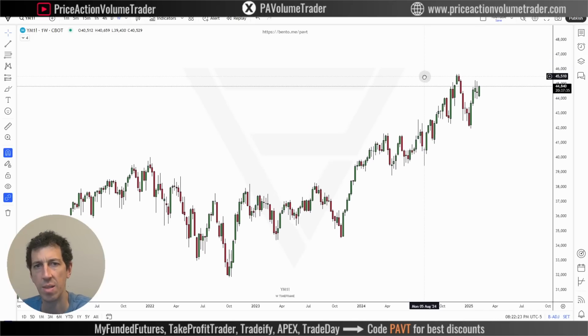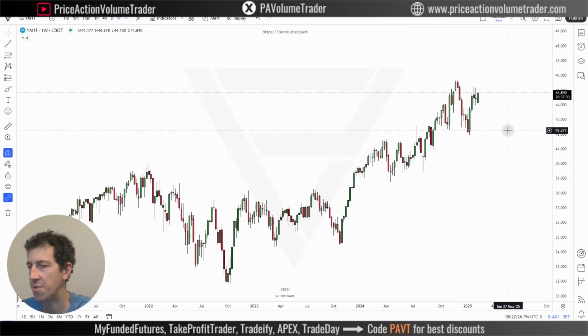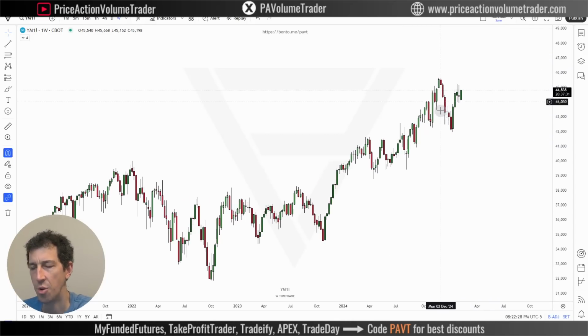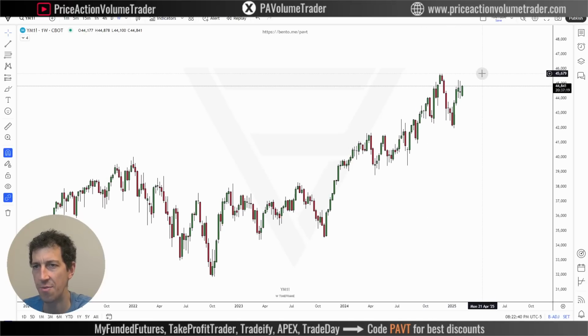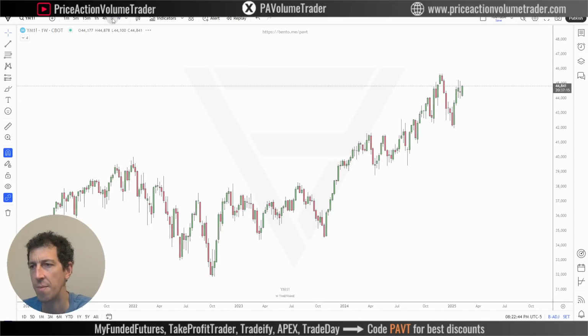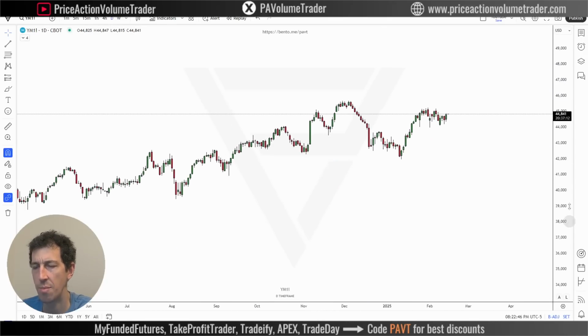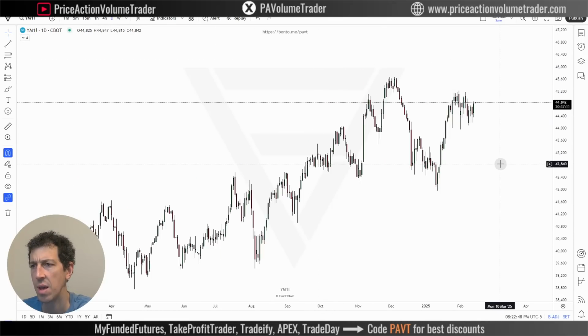So let's start off on a weekly time frame first of all. Normally in the weekly time frame, I don't really mark that much. I used to mark levels on the weekly, but for me the daily is the most valuable high time frame level. So I usually will go down into the daily.